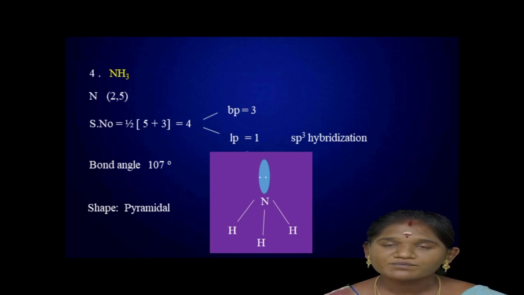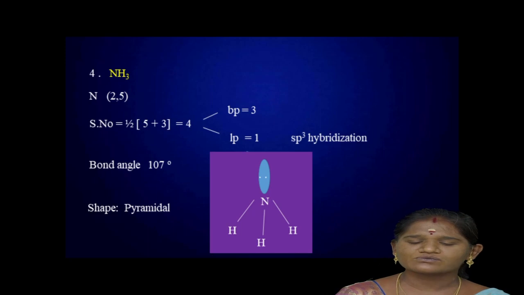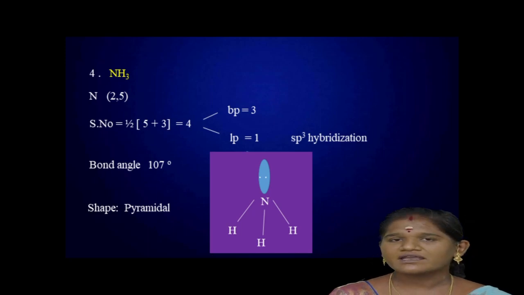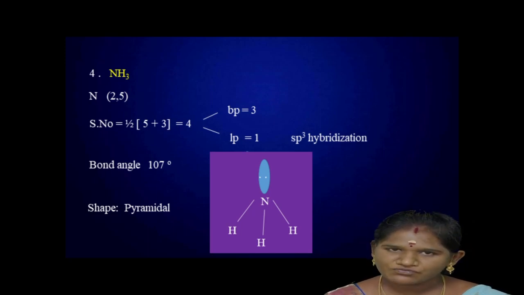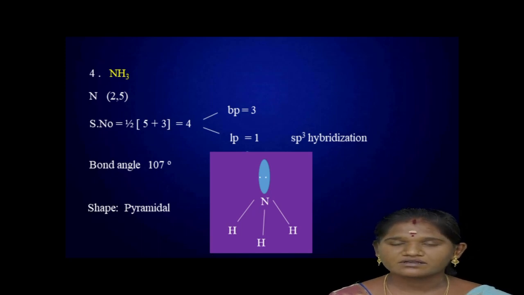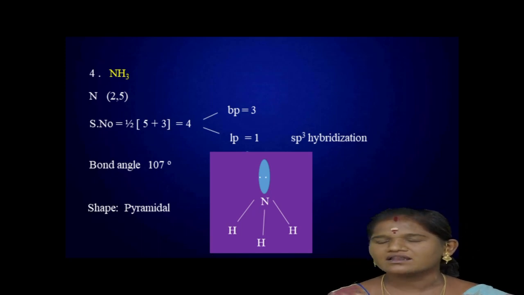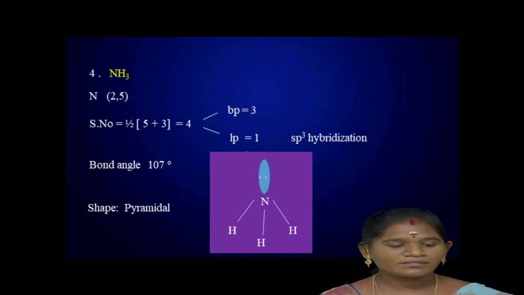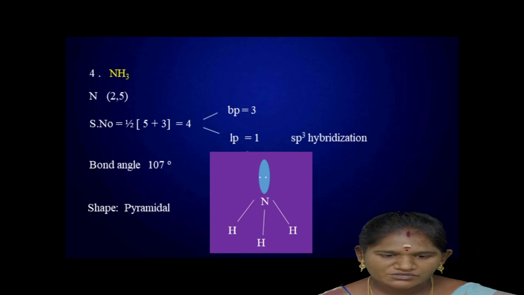What about the bond angle? Here the bond angle is 107 degrees. In the case of the CH4 molecule, the bond angle is 109 degrees 28 minutes. So here there is a reduction in the bond angle. This is due to the repulsion of the lone pair of electrons. Let us move on to the next molecule.